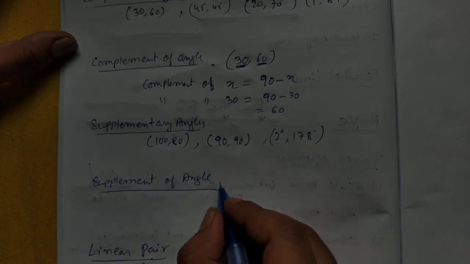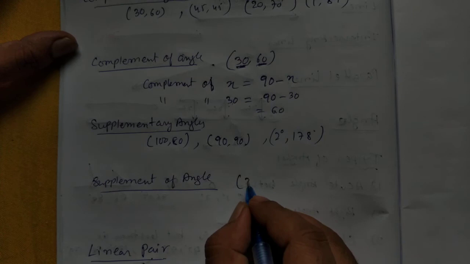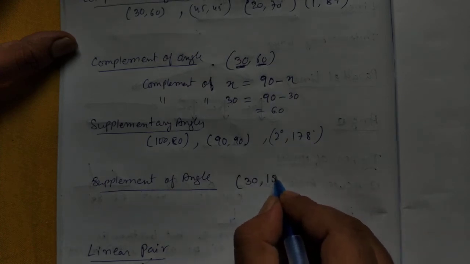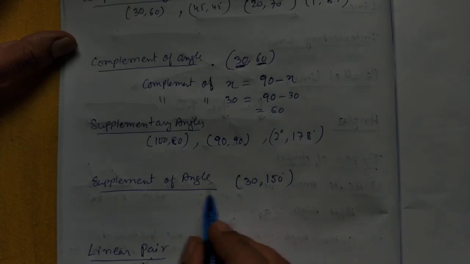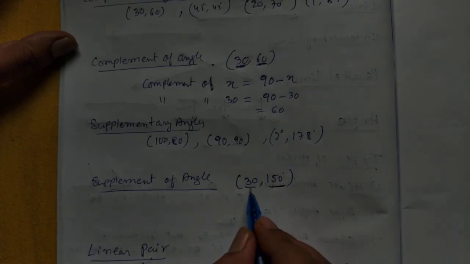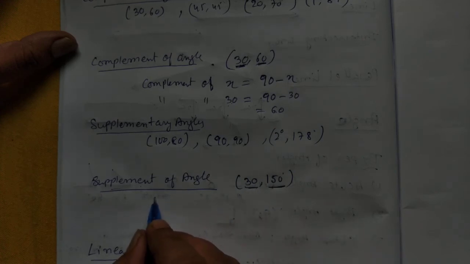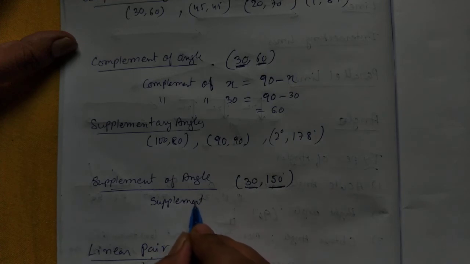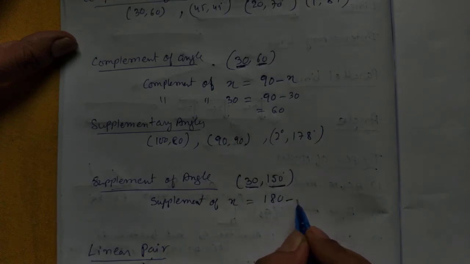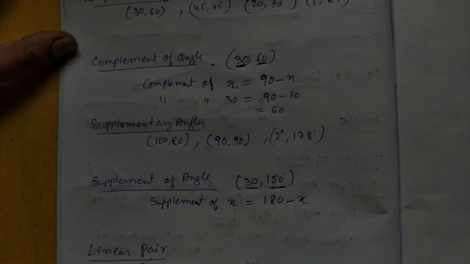Now supplement of angle, let me give one example. 30 and 150. We can say supplement of 30 is 150 and supplement of 150 is 30. And to find the supplement of angle, supplement of any angle, suppose I say x, we have to do 180 minus that particular angle. Clear?